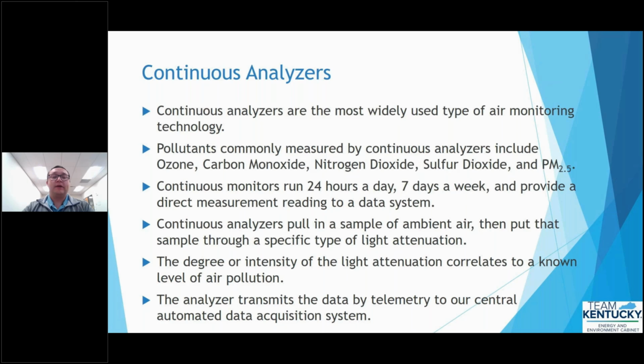These analyzers work by constantly pulling in ambient air and running it through different kinds of light attenuation, depending on the specific pollutant being measured. The intensity of the light attenuation is correlated to a known level of air pollution, and an ambient concentration is then calculated by the instrument. Next slide, please.